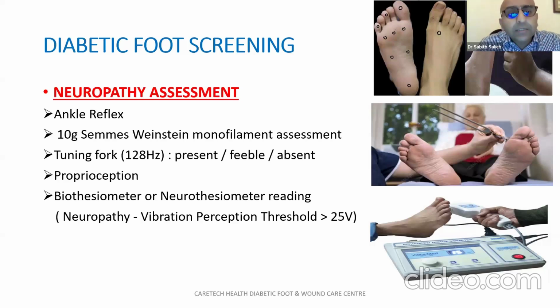These are basic things that you can do in the clinic. If you have access or the resources, some of us use a biothesiometer or a neurothesiometer. Basically, we check the vibration perception threshold. You use the probe on the pulp of the big toe and you have this mechanical vibration device. You start from 0 volts and tell the patient, let me know when you feel it, and then they feel it. Again, you use a reference point before starting. Usually the VPT should be less than 25 volts. If it is more than 25 volts, it's indicative of neuropathy.